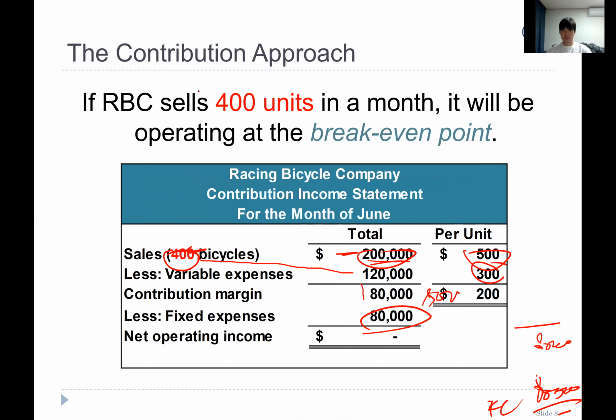So it means the racing bicycle company needs to sell at least 400 units in a month in order to break even, or in order to have CM equal to fixed cost. This situation.